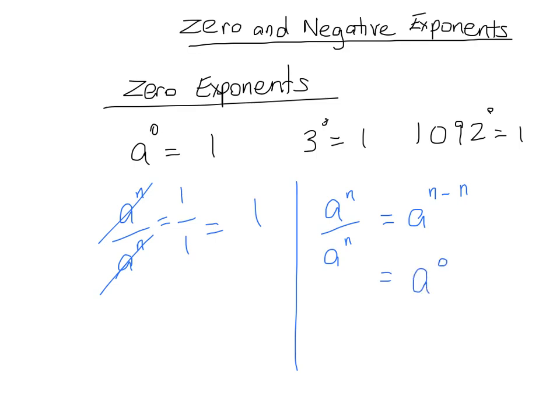I did the same problem twice, right? a to the n over a to the n, a to the n over a to the n. In one case, I got that it was equal to 1. In the other case, I got that it's equal to a to the 0, which means that a to the 0 is, in fact, equal to 1. This works with any number to the power of 0. So that's really important to remember: anything to the power of 0 is always 1. There is a slight exception. 0 to the power of 0 brings about many arguments. I will just say for now that 0 to the power of 0 is undefined, but anything else to the power of 0 will give you 1.